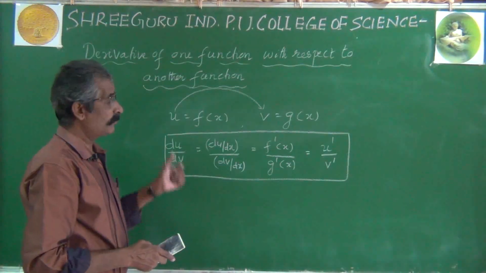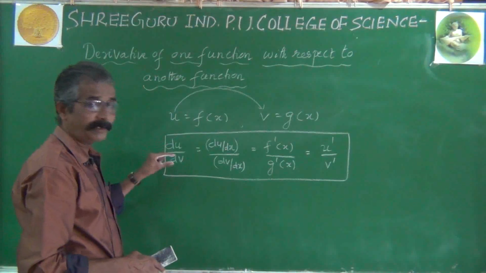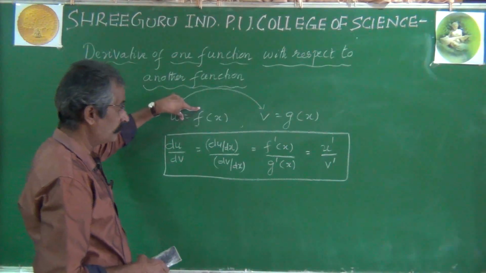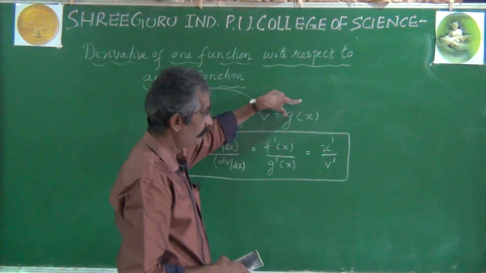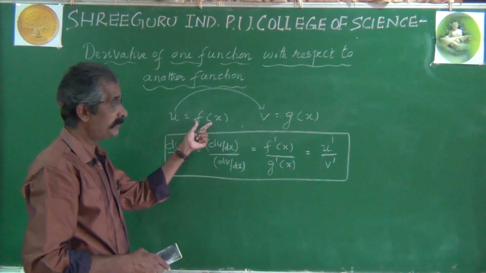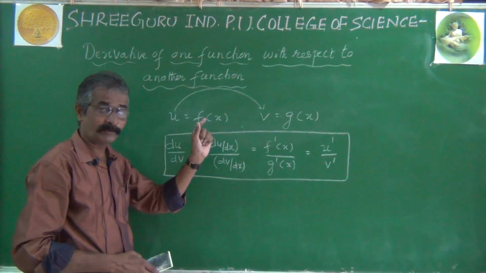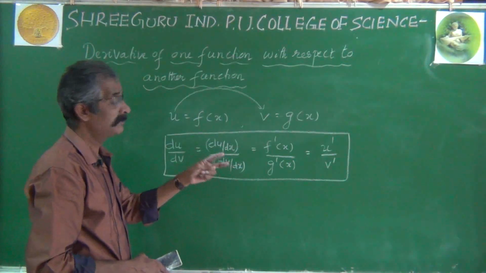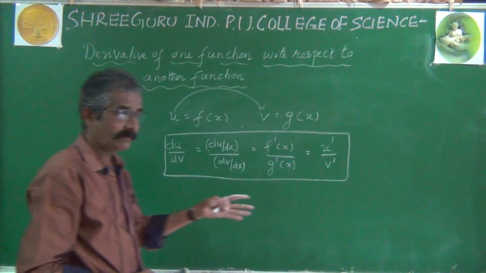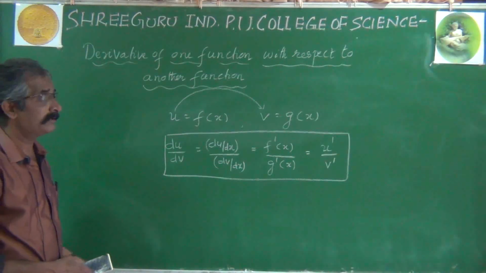So obviously by this formula what we can understand is that when we want to find du by dv, we get independent differentiation of u as well as v with respect to x. I mean separately differentiate u, separately differentiate v with respect to x, then take the ratio u dash to v dash and simplify. That gives the required result for du by dv.